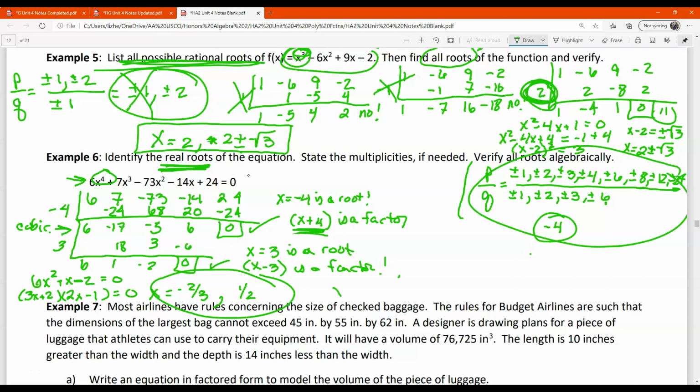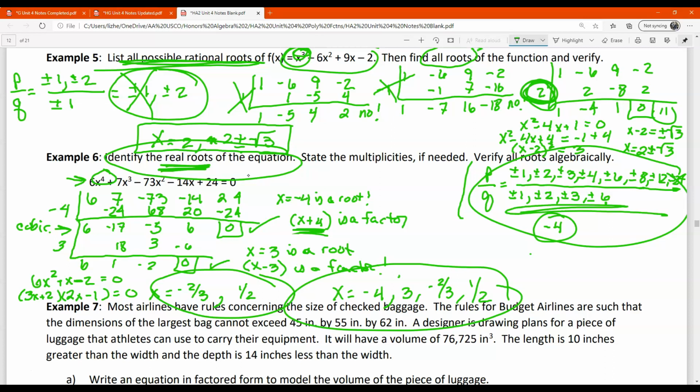So now I can list all my real roots. I have -4. I have 3. I have -2/3, and I have 1/2. Those are the real roots right there. All 4 of those roots are rational roots. All of them would have been found from here.